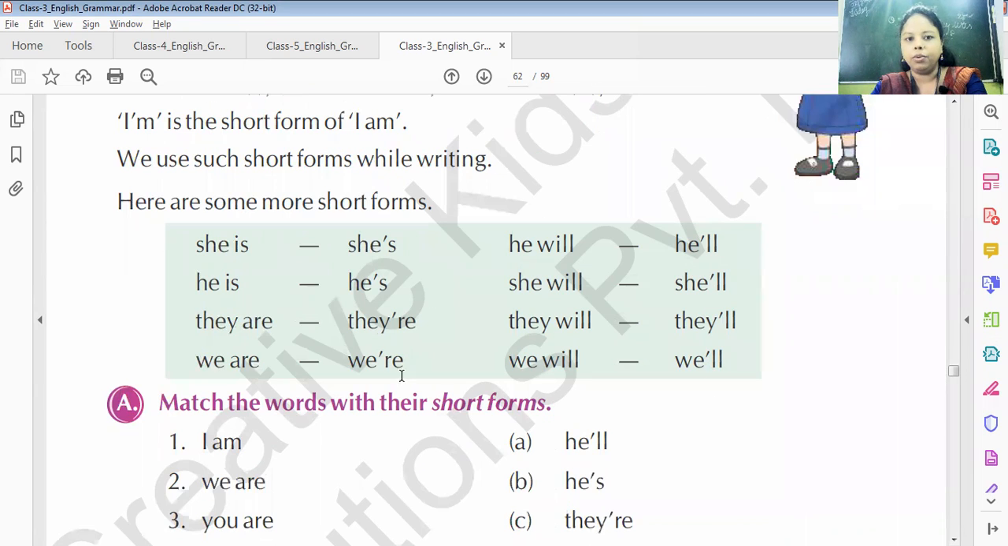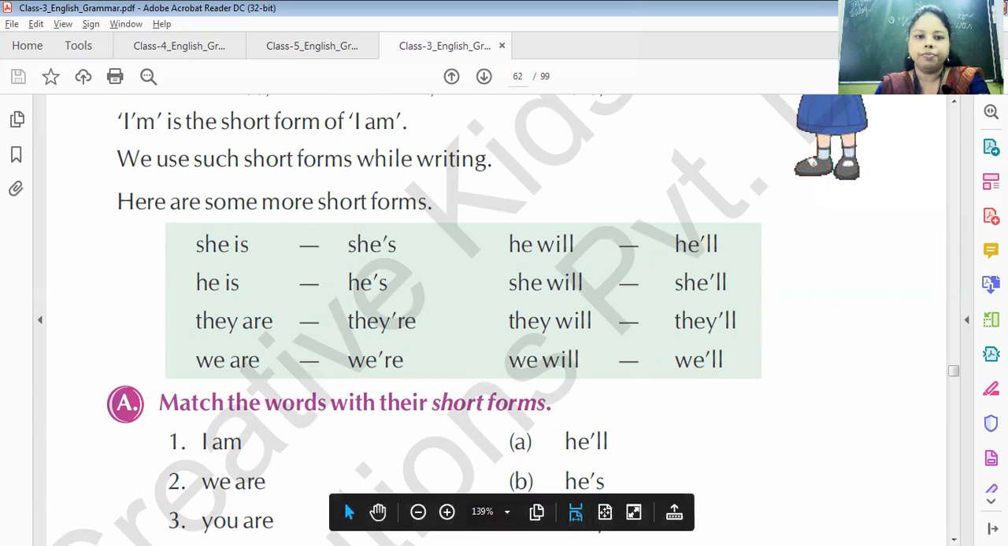Now let's take a look at these short forms. She is, she's. You can see, we just have to put apostrophe and S. He is, he's. They are, they're. We are, we're. He will, he'll. She will, she'll. They will, they'll. We will, we'll. Understand? So you have to do like this.